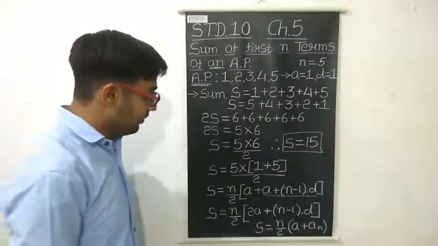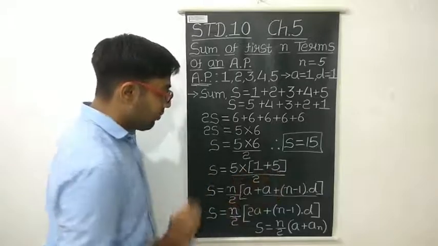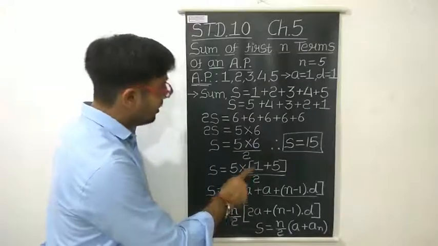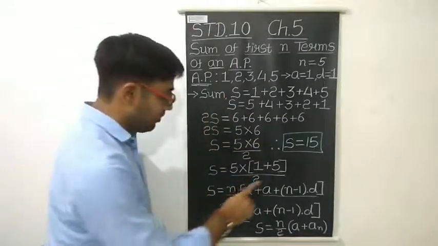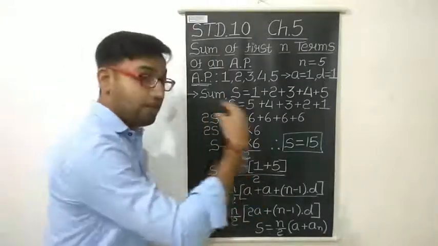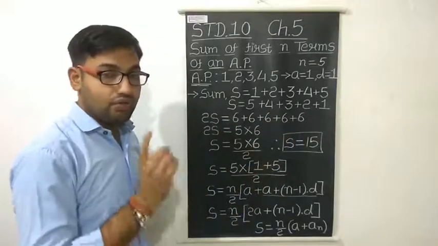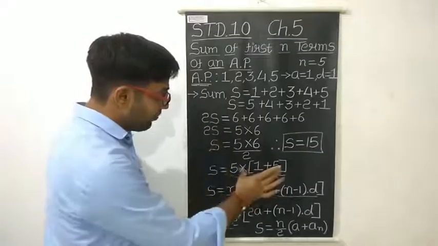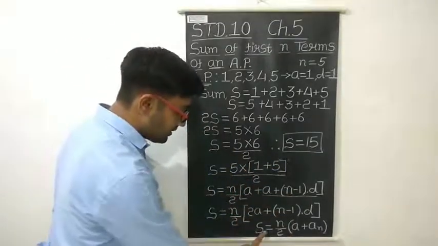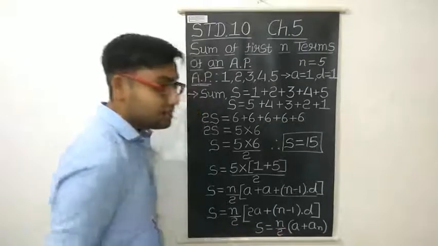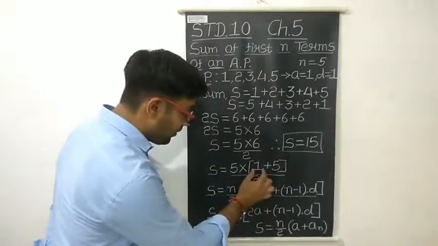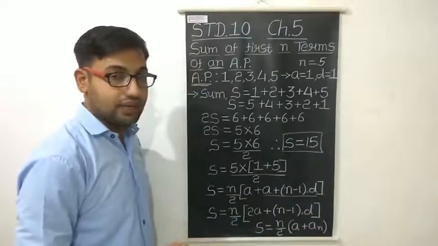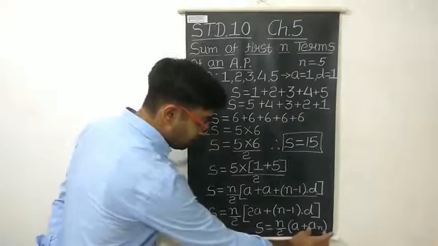Okay. Now notice one more thing here. In this formula, this is n by 2. What is 1? 1 is the value of the first term, and 5 is the value of the last term. And remember, we call the last term a_n. So this formula we can also write as S equals n by 2 (a plus a_n). Instead of a_1 we can put a, instead of 5 we can put a_n, right? Because this is the last term value.